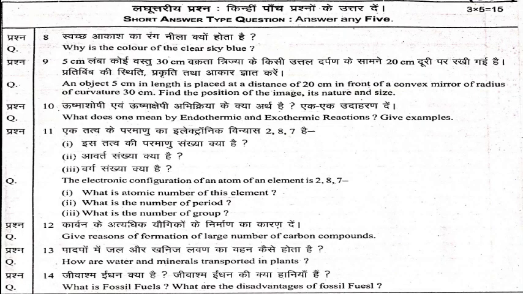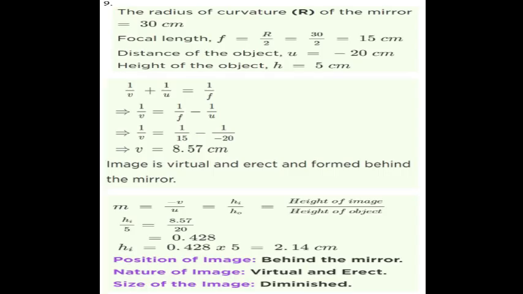9. An object 5 cm in length is placed at a distance of 20 centimeters in front of a convex mirror of radius of curvature 30 cm. Find the position of the image, its nature and size. Answer.